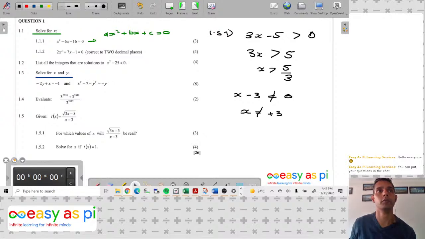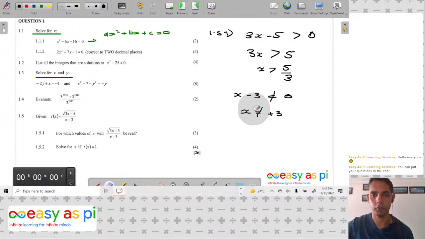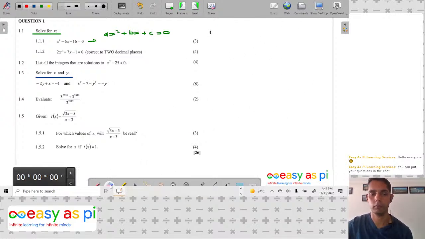Right, okay, last question for the day, everyone. All right, so let's just remove this. Don't need it anymore. All right, 1.5.2. So in this case, they're saying t of x is equal to 1, right?